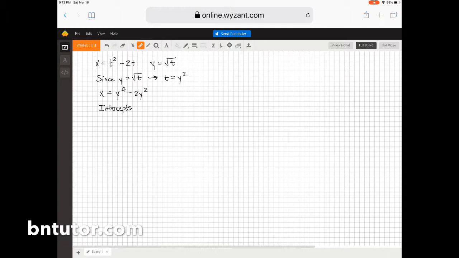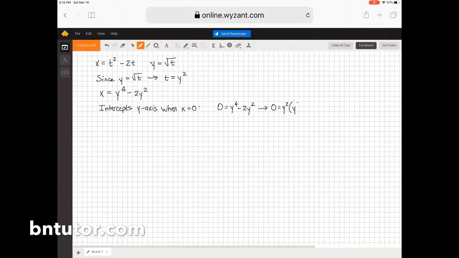It'll be important for us to find the places where the curve intercepts the y-axis, since we're trying to find the area in between that curve and the y-axis. The intercepts occur when x is equal to 0. So we'll plug in 0 for x, set that equal to our y to the fourth minus 2y squared, and get to work finding the solutions.